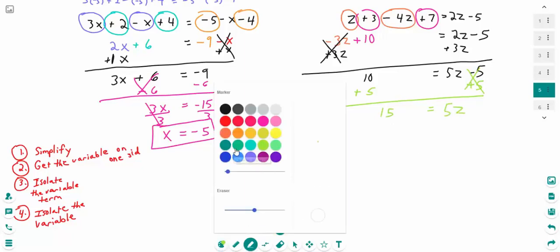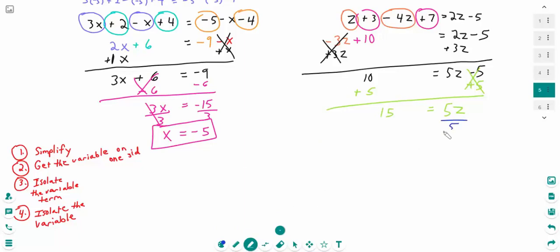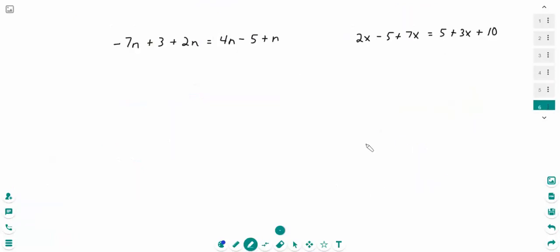Now I can get the variable all by itself. We'll divide both sides by 5. And that will give us z is equal to 15 divided by 5, which is 3. And I like to write that the other way around. z is equal to 3. So that is our solution. All right, couple more here. We're going to be doing these until we can do them in our sleep. So go ahead and push pause and maybe try both of these. Give both of them a whirl, and then we'll do both of them together.